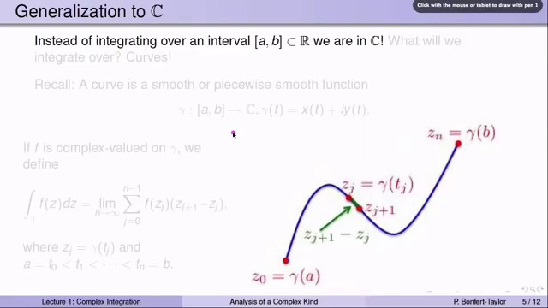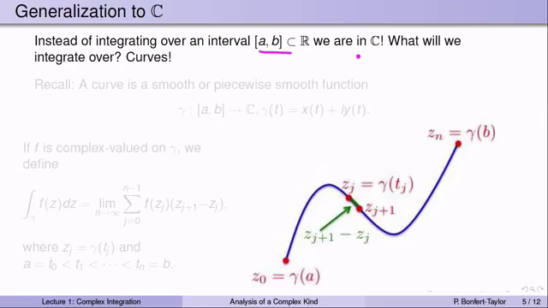So how would we generalize this to C? Instead of having a real valued function, we have a complex valued function, and the function does not accept a real variable, but a complex variable. So instead of integrating over an interval, we're now in C. So what will we integrate over? The answer is we'll integrate over curves.